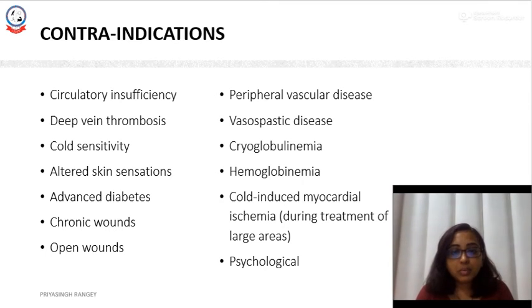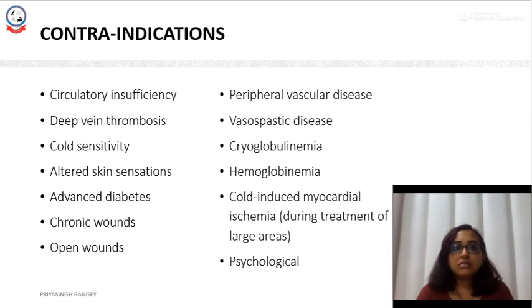In cryoglobulinemia, there is aggregation of proteins. This aggregation of proteins might lead to some form of clots that may be formed, or they may restrict the blood supply that is going to that particular area, and ultimately this occurs because of cold exposure. Hence, cryoglobulinemia is also a contraindication.